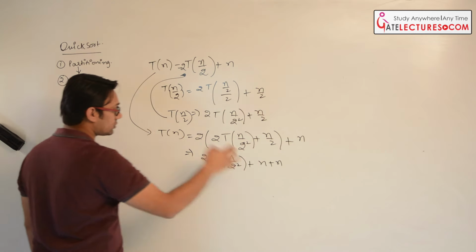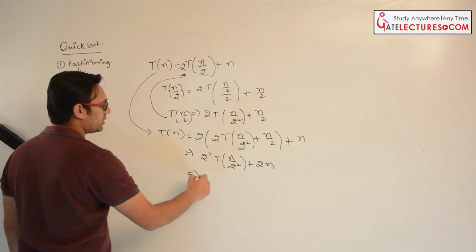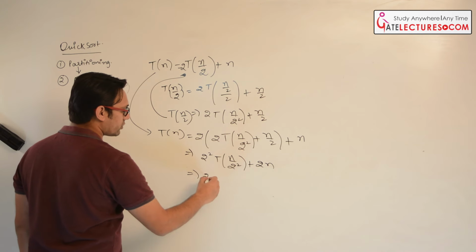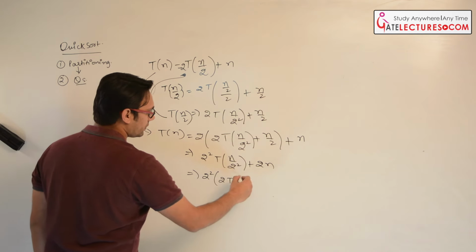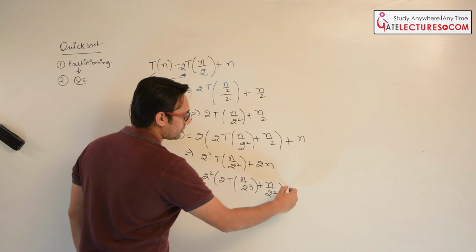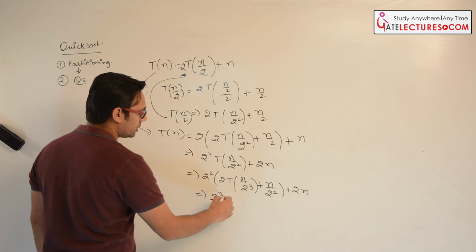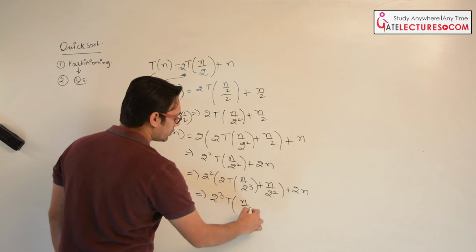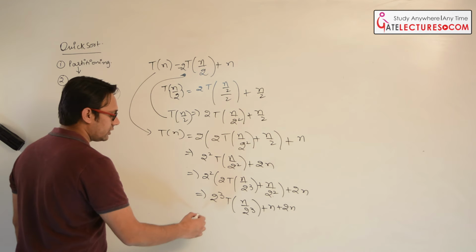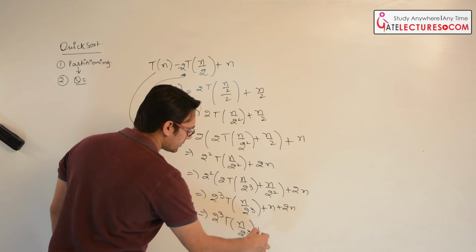Okay. So this n plus n can be written as 2n. Fine. So again find the value of T(n/2^2). If you find this value, it is 2 into T(n/2^3) plus n/2^2, plus 2n. Again this 2^2 will be multiplied here, therefore it will become 2^3 T(n/2^3) plus n plus 2n, which is again 3n. So this will be 2^3 T(n/2^3) plus 3n.